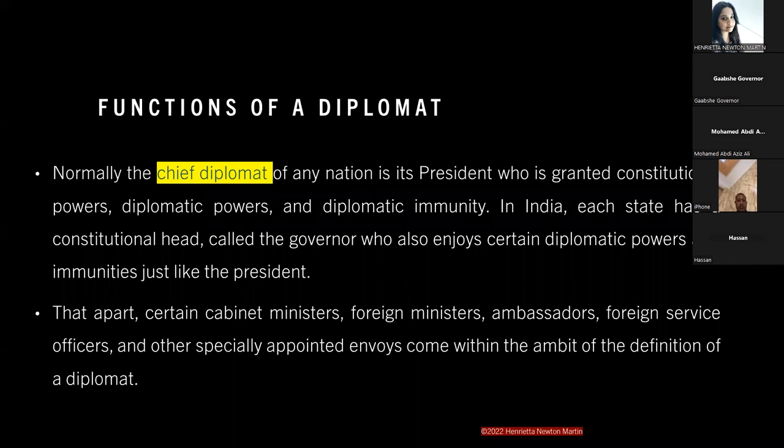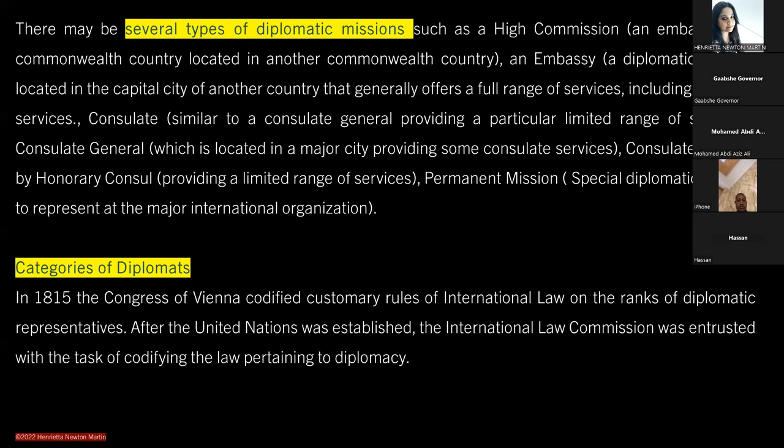In India, each state has a constitutional head called the governor, who also enjoys certain diplomatic powers and immunities, just like the president. Apart from that, in other parts of the world, certain cabinet ministers, foreign ministers, ambassadors, and foreign service officers are all considered diplomats. And there are other specially appointed envoys who also come within the ambit of the definition of diplomat. So there are different types of diplomatic missions as well.